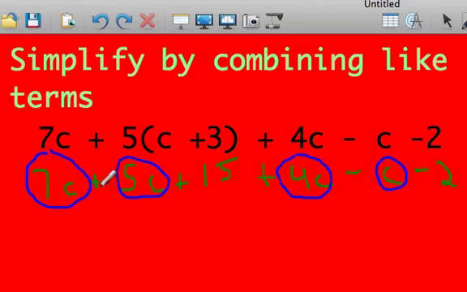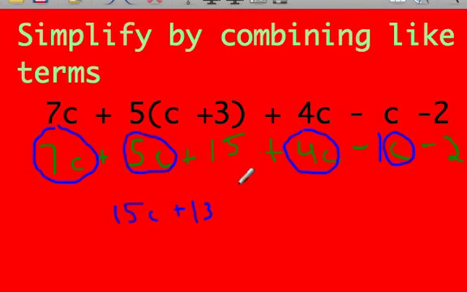So if I look at the C's, 7C plus 5C is 12C, plus 4C is 16C. And then this right here, there's no coefficient here. There's no number in front of the C. In that case, we just assume that this is a 1. So we would have 15C, because we're going to subtract that 1C. And then these two, 15 and 2, are also alike. So we have 15 minus 2, that would be plus 13. So we'd be left with 15C plus 13.